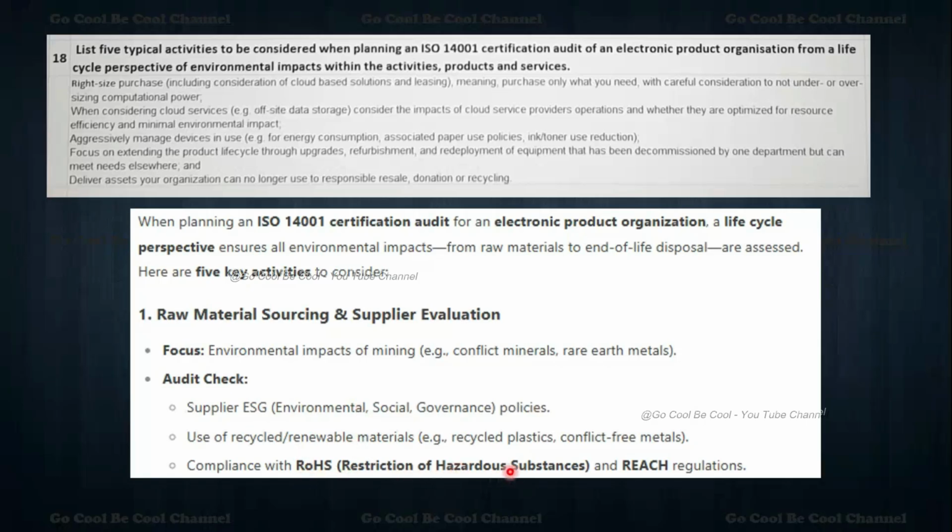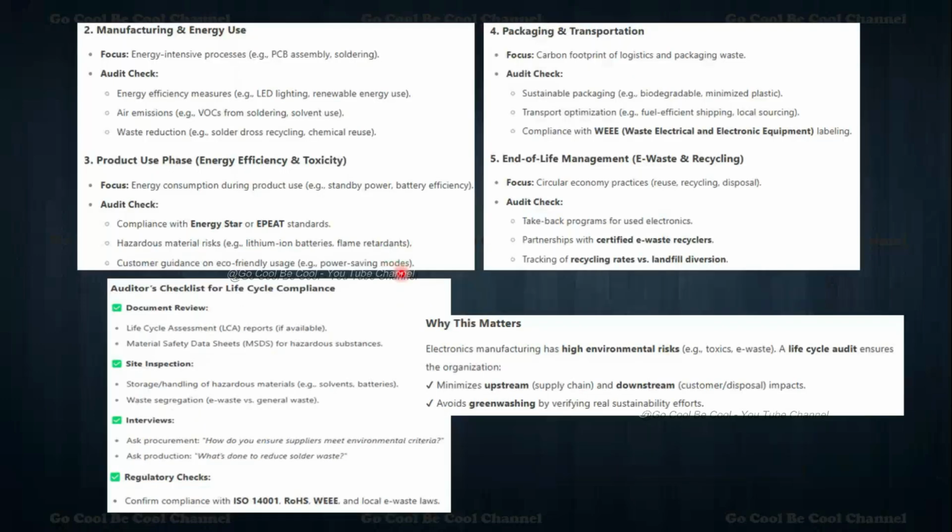Rows, and then REACH regulations are also available. Manufacturing and energy uses: what is the focus, audit checkpoints, energy-intensive processes, and then the product use phase, energy efficiency and then toxicity. What is the focus, and then audit check: Energy Star, and then EPEAT is also there.